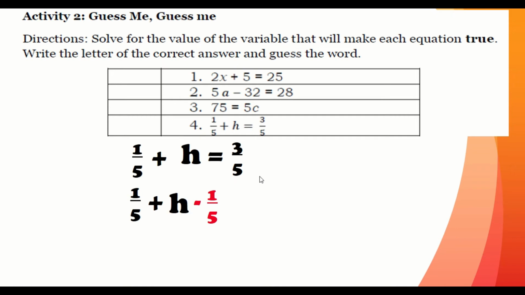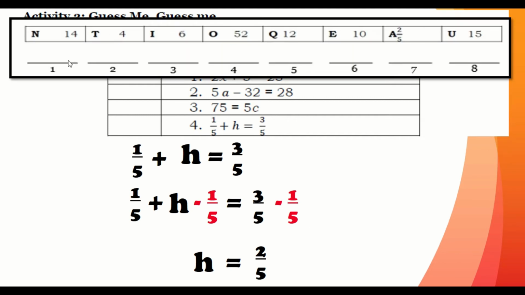So, we have 1/5 times h minus 1/5. What we will remove here is 1/5, which is addition. So, you're going to subtract. Since we have 3/5, I just brought it down, minus 1/5. Remember, when you subtract 1/5 on one side, do the same on the other side. Okay? So, h equals 3 minus 1, we have 2/5. Doesn't it have choices? So, the 2/5 is letter A, and this is item number 4. So, in number 4, you will write A.